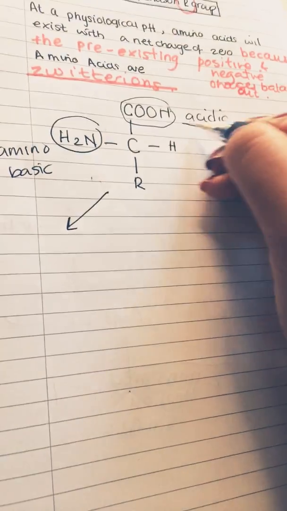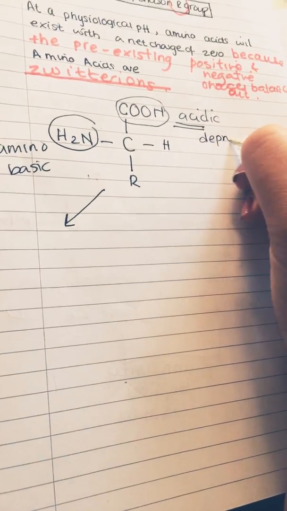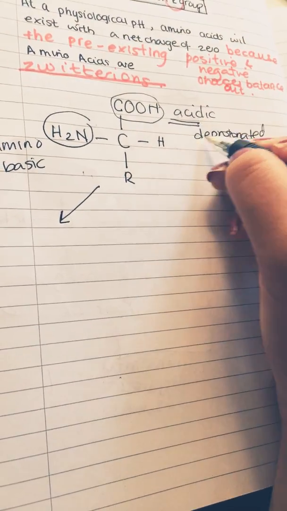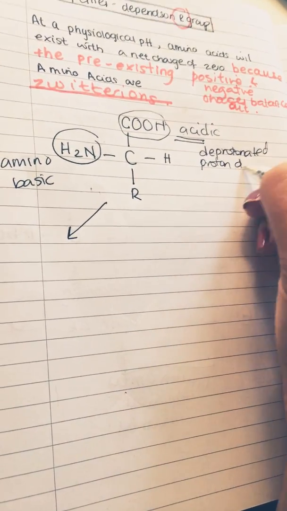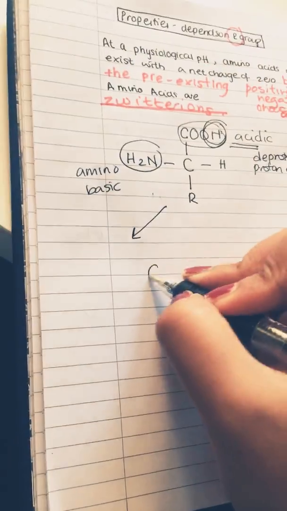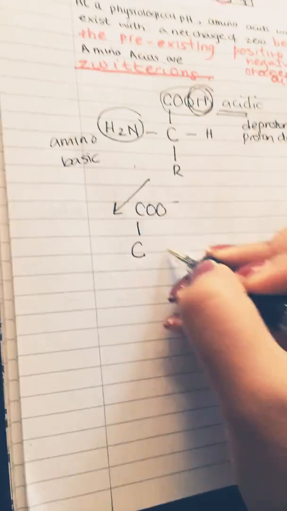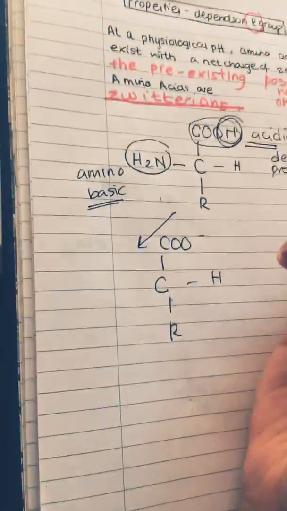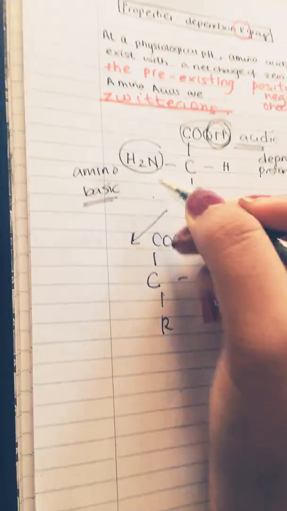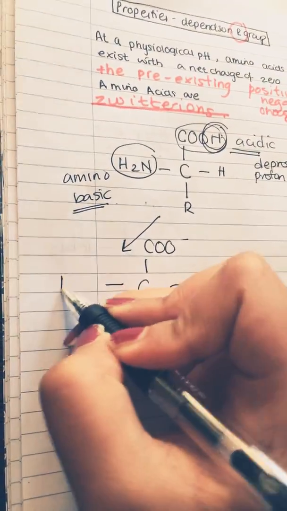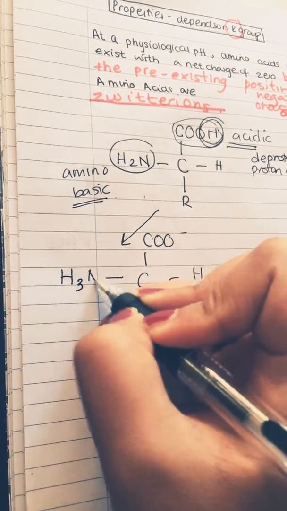Acidic things, or acids, are deprotonated because acids, by the Bronsted-Lowry definition, are proton donors. If they're proton donors, this hydrogen will no longer be there. Okay, here, it's no longer there. And this amino group, if it's basic, by the Bronsted-Lowry definition of bases, this means that it is going to be a proton acceptor, meaning that it can also exist in this form.